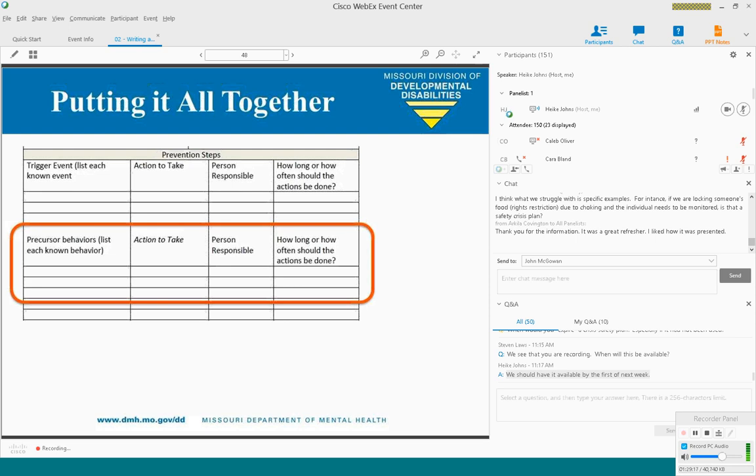So these are specific things to do in response to a precursor. You know who's responsible, and the person responsible knows how much they're responsible for doing, how often, how long, etc.